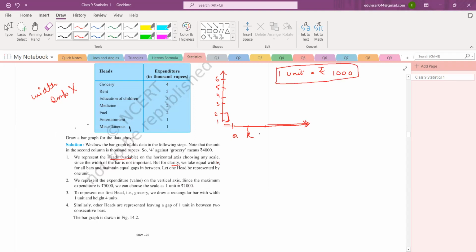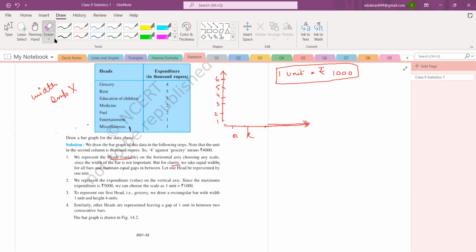So if I'm drawing like this, let's say for example this is 2 and the rent is 4. That means it is 2,000 rupees, and rent is 4,000 rupees. You have to read it like this. What scale you are using, it is very important to mention.